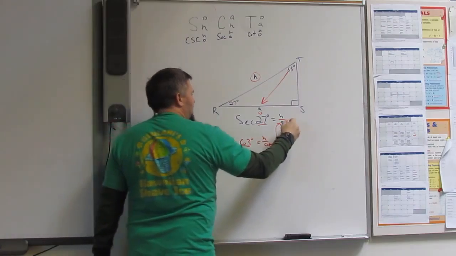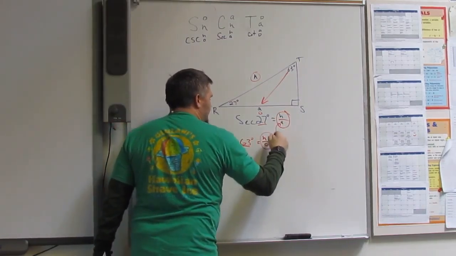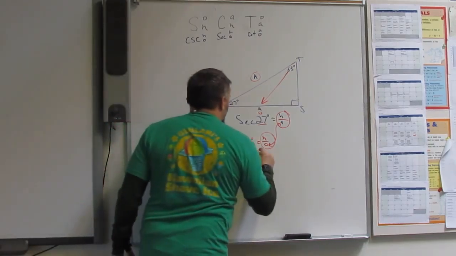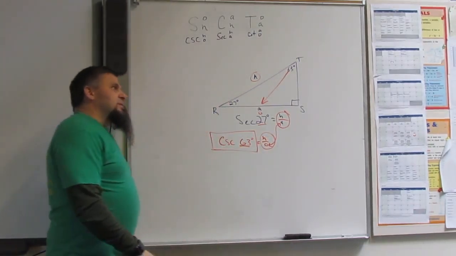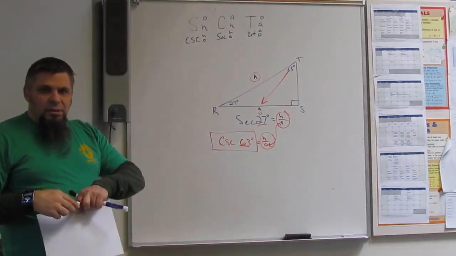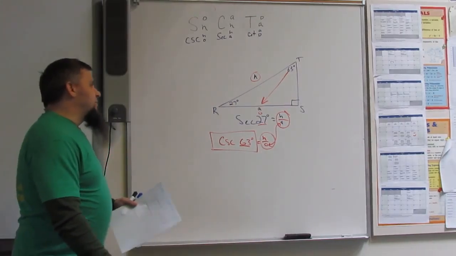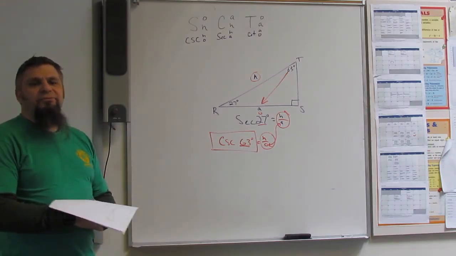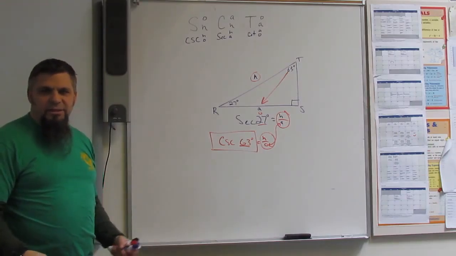So what we're looking for is this to be the same, which they are. And so cosecant of 63 is the same as secant of 27. They're going to be the same. And if you plugged it in your calculator, you would find that they equal the same thing.